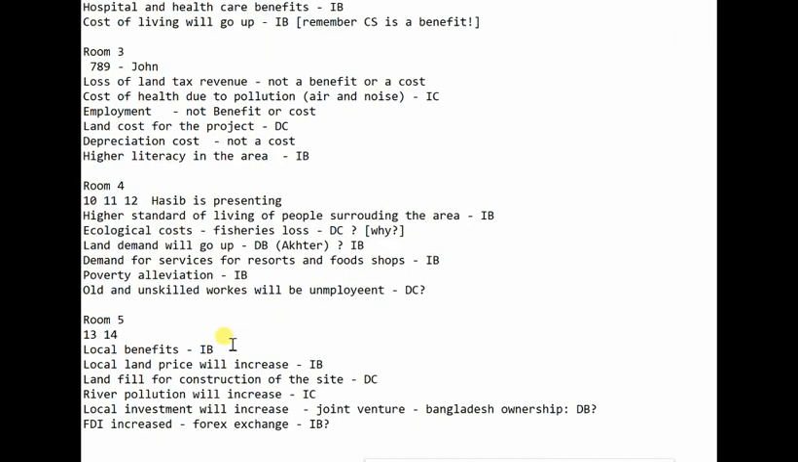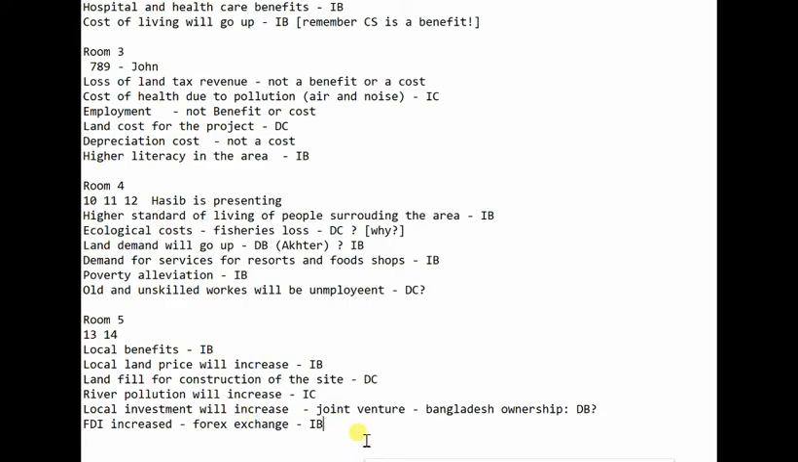Okay. Next, group five, local benefits, indirect benefits. Obviously, local land price is an indirect benefit. Landfill for construction site is a direct cost, that's pretty good. River pollution, indirect cost. Local investment will increase. Remember, local investment will increase will create a direct benefit. I'm not sure what it means. If it is within the project area, then it is a direct benefit. Otherwise, it's an indirect benefit. There may be surrounding areas where there is an increase in investment. So you have to define it properly, and then we say what it is. FDI increases is an indirect benefit to the economy.